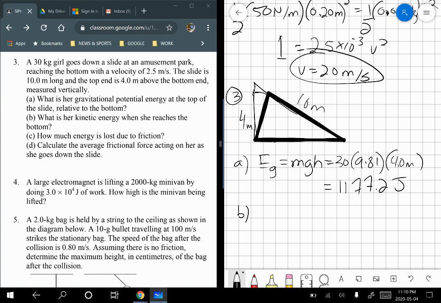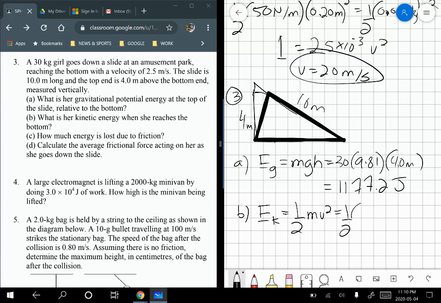Now, normally when we're doing a conservation of energy problem, you would just say it's got to be the same thing. But in real life, when you're sliding down a slide, there's friction. Some of that energy turns to heat, some of it turns to sound, so you don't get the same. We should get less kinetic energy at the bottom, and we can find it because it tells us her speed.